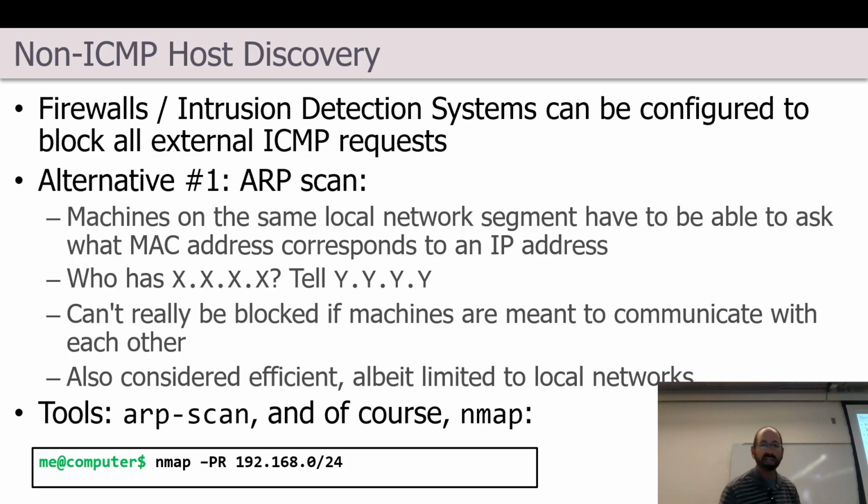There's an ARP scan. A machine that's on the same local network has to be able to handle address resolution protocol. You have to be able to ask who has this particular IP address, and a machine has to respond, I have it. Or whoever has it, please tell me. Otherwise, you wouldn't be able to actually route packets at all on your system. It can't really be blocked for that reason. If the machines were at all meant to communicate with each other on the same LAN, you wouldn't really be able to block ARP. And of course, there's an option for it in nmap as well.